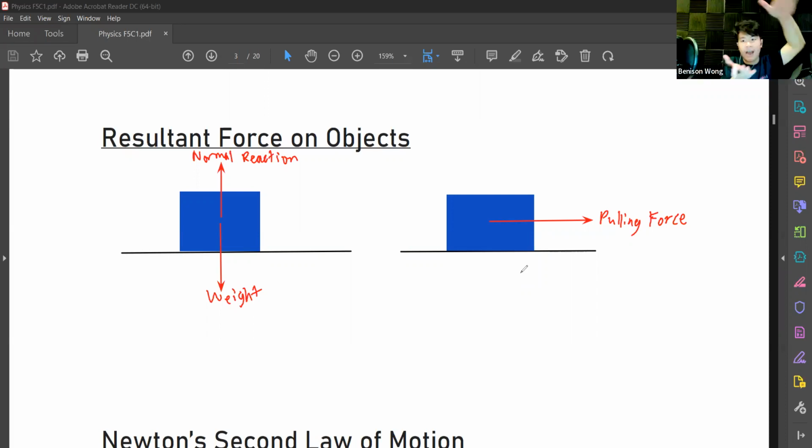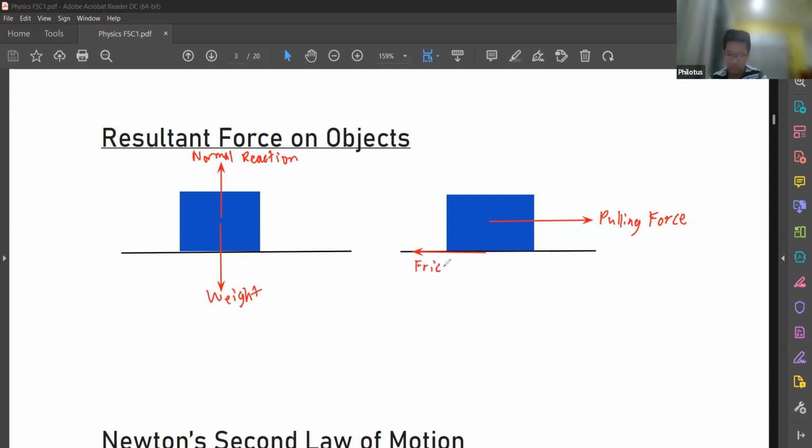When surfaces are in contact and you pull the object across the surface, what will happen between the surfaces of the two objects? Friction. There will be a frictional force here. Okay, there will be friction.